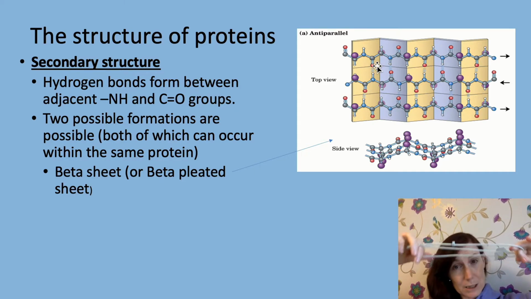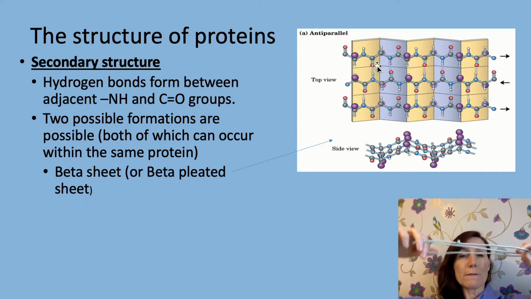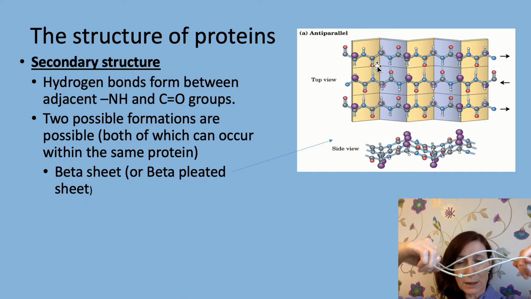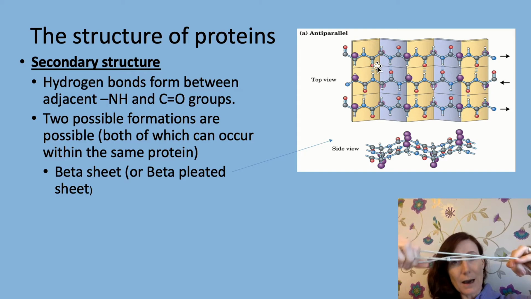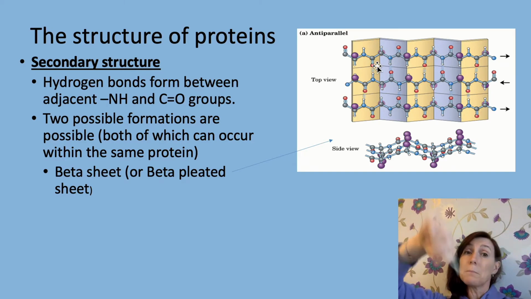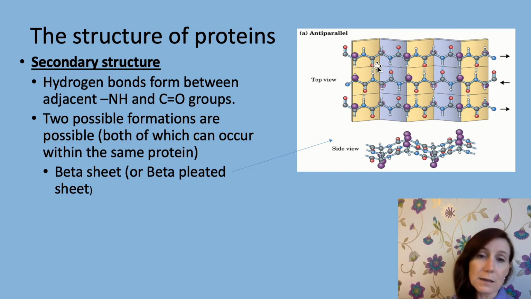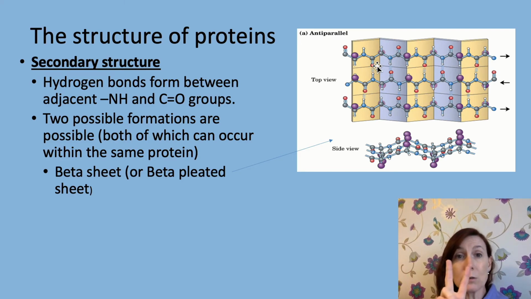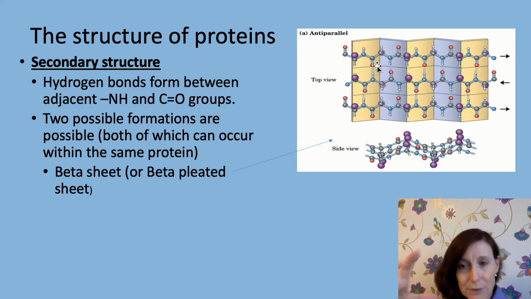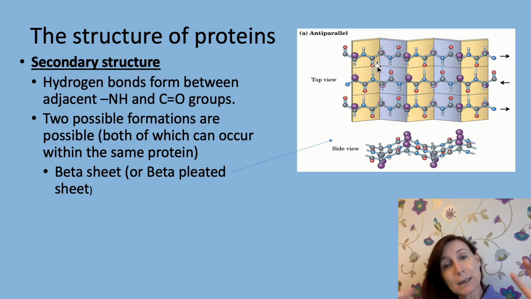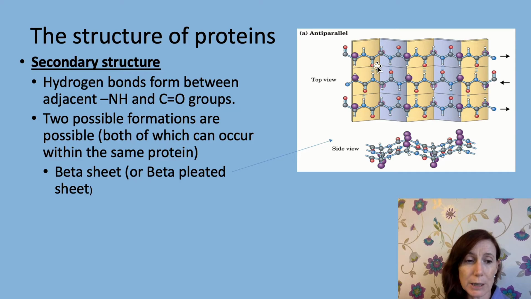So some sections of a protein will be formed with this kind of sheet folding going on, and other areas of the same protein might have some twisting going on. So we've got our alpha helix and our beta pleated sheet. There are 2 different ways in which, as it comes out of the ribosome, it can begin to fold and take a shape.